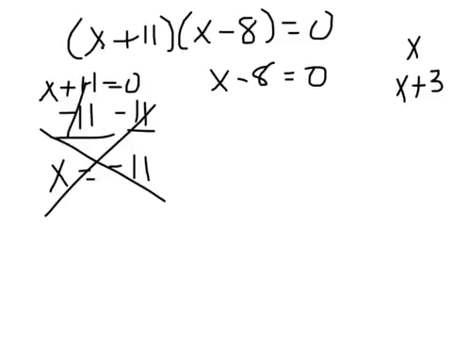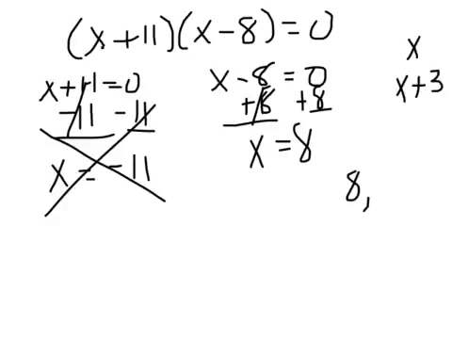But what about this other one? Well, let's solve the second one. We could add 8 to both sides, and we get x equals 8. Hey, that works. So if one of my legs is 8, the other one is 8 plus 3, which is 11.